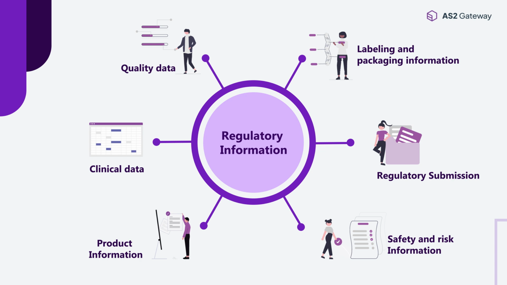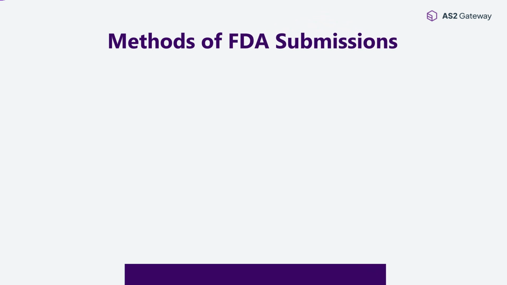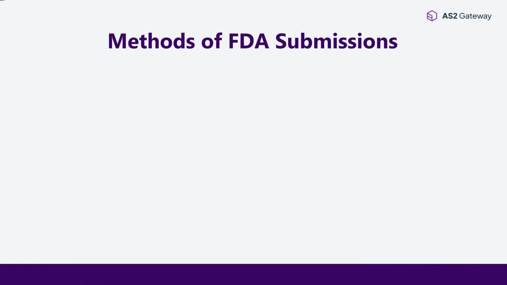Compliance with regulatory requirements for submitting accurate, complete, and timely regulatory information is essential for obtaining and maintaining regulatory approval for products. So how do you submit to the FDA? The FDA offers 3 main electronic submission methods.